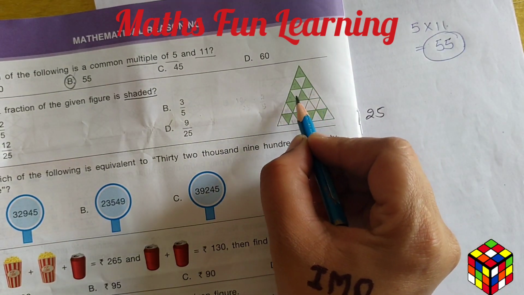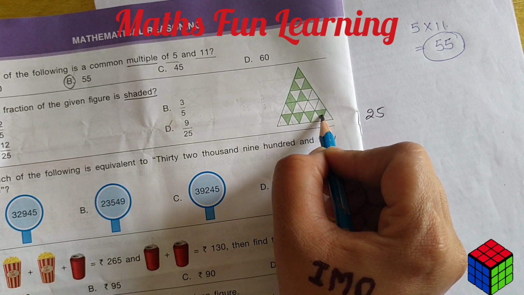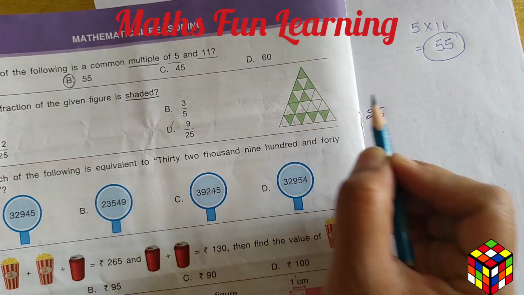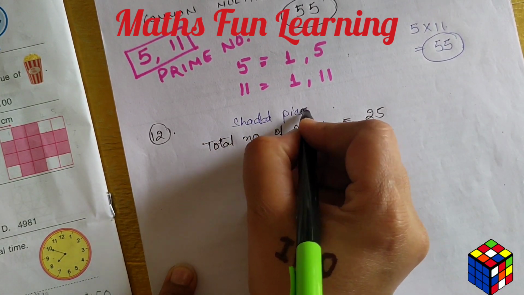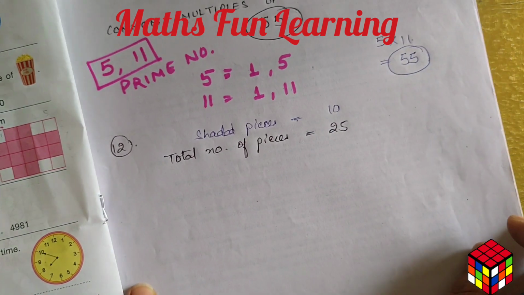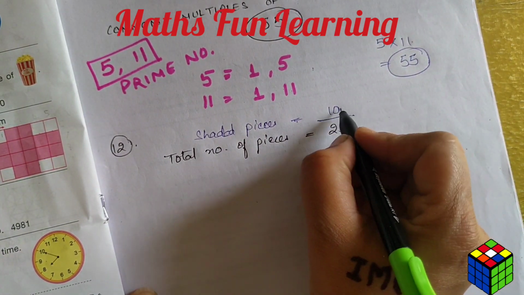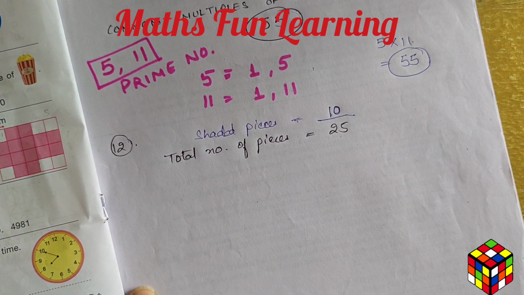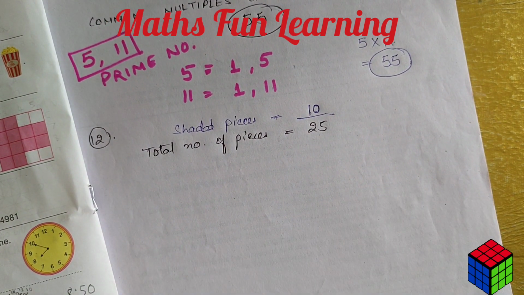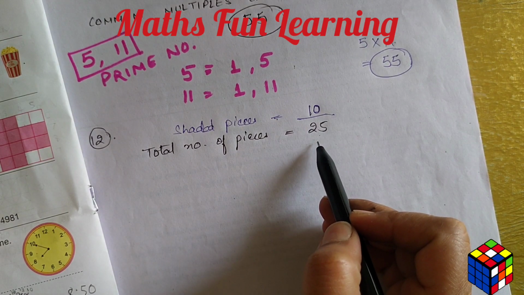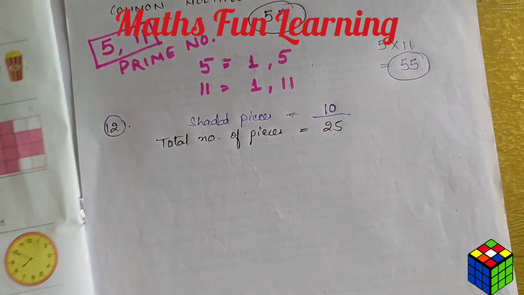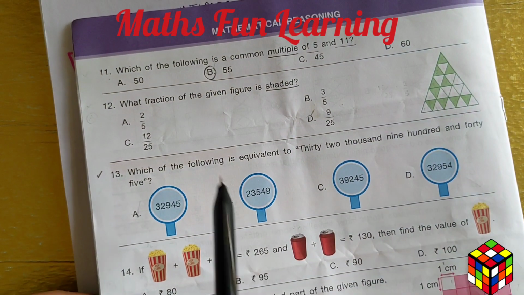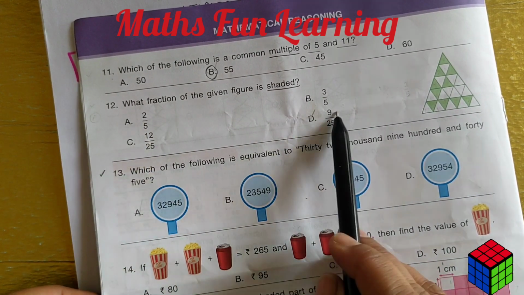Now let's find the shaded ones. How many pieces are shaded here? 1, 2, 3, 4, 5, 6, 7, 8, 9, 10. So 10 pieces are shaded here. Let me write here: shaded pieces, 10. So we can make a fraction out of 25, where 10 pieces are shaded. The fraction is 10 by 25. Let's see if 10 by 25 is there among the options: 2 by 5, 3 by 5, 12 by 25, 9 by 25.